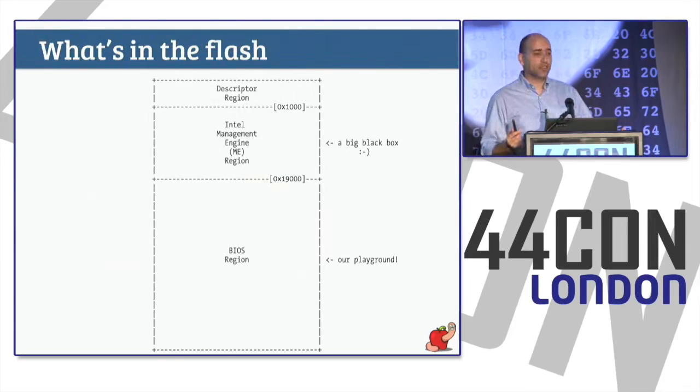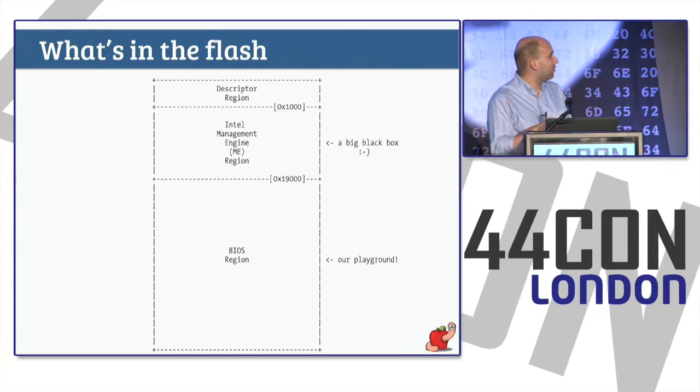Contents on the flash. You get a binary dump, what's in there. There are different regions and there are different versions of this. This is one of the simple ones. It has a descriptor region that says what's inside the BIOS. Then you have Intel Management, which is shared on the BIOS chip for cost reasons. This is a big black box.